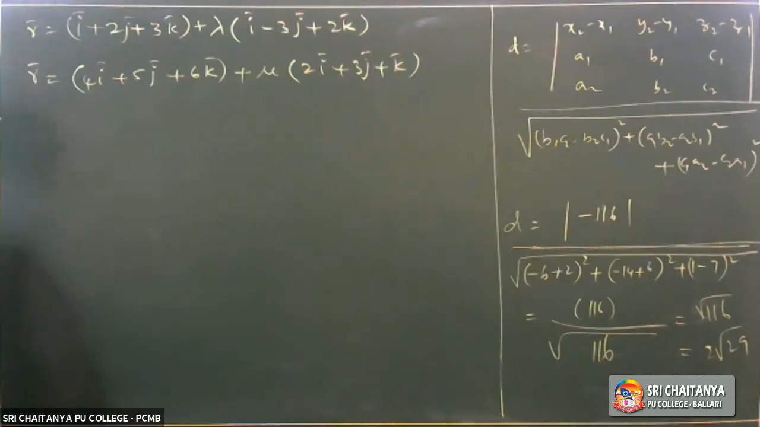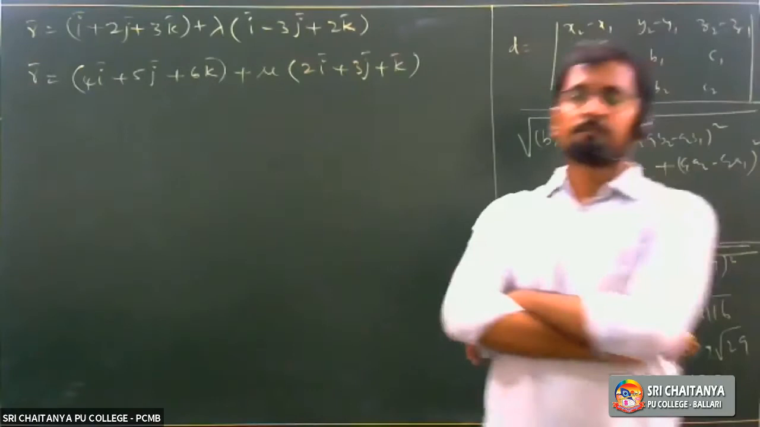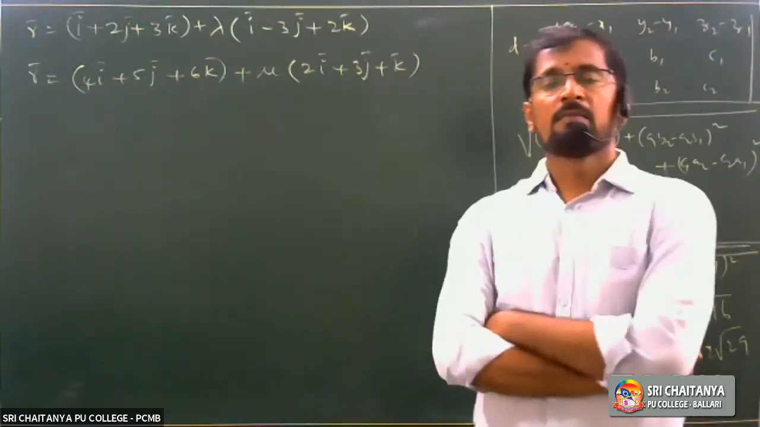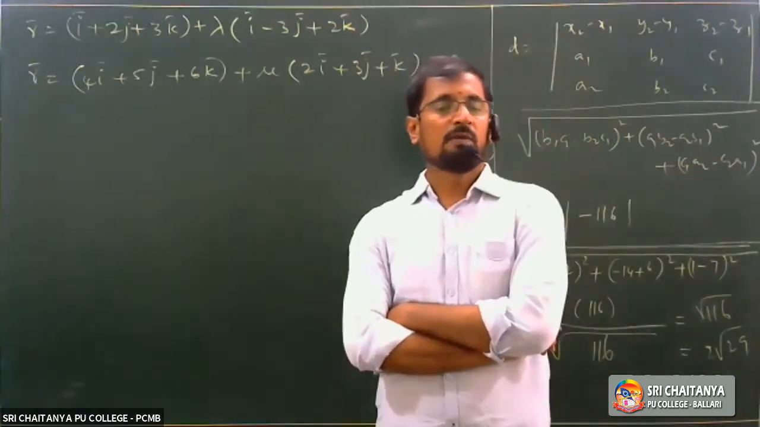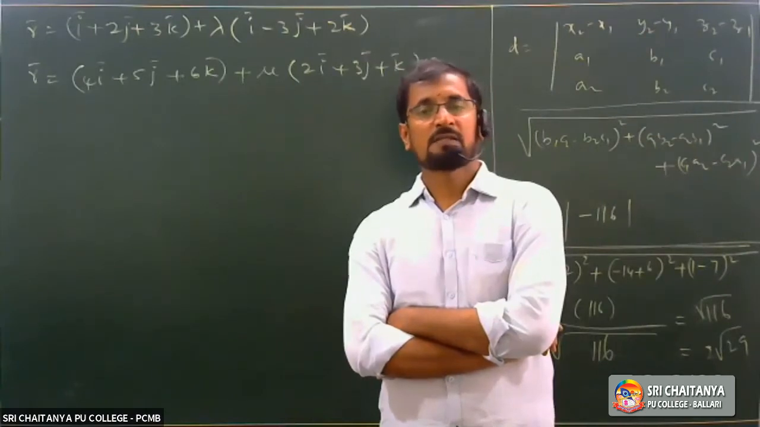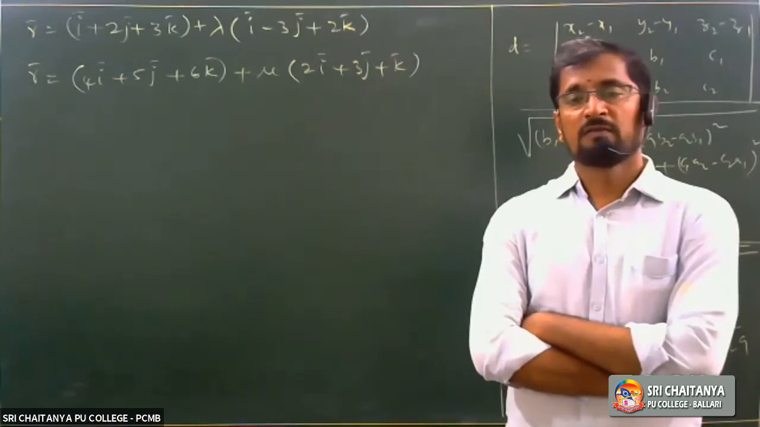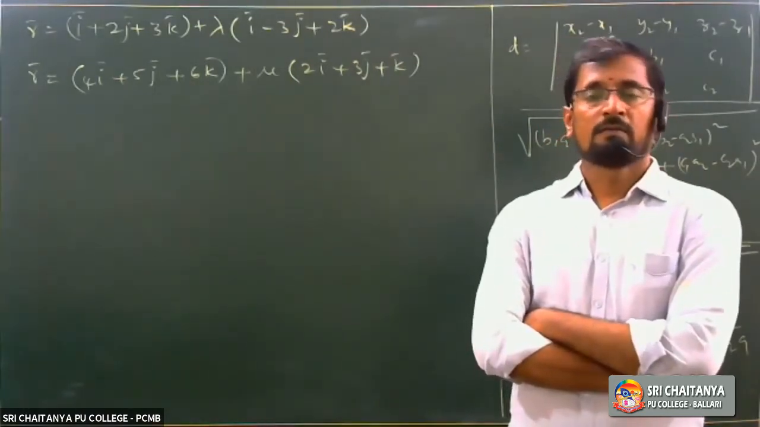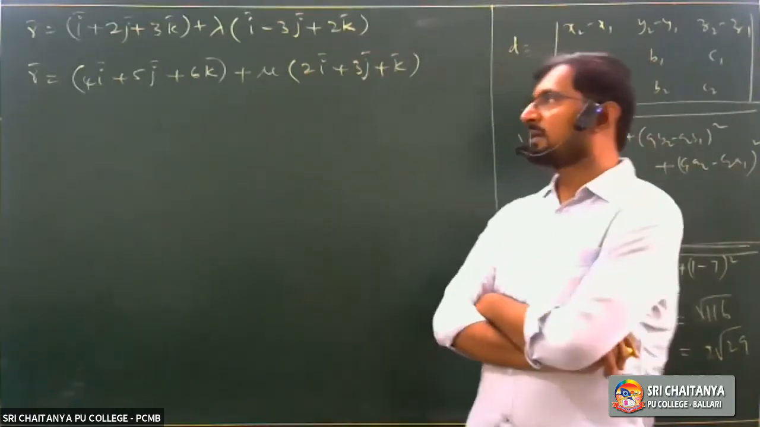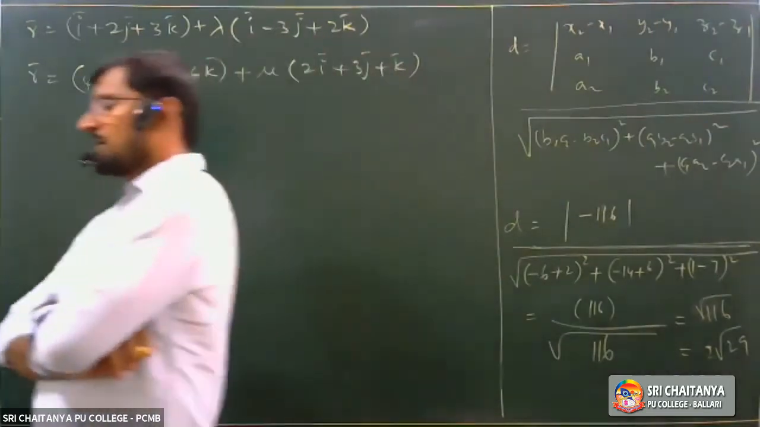How to do this? Yesterday we have done the same type of problem by comparing the given line with R bar is equal to A1 bar plus lambda into B1 bar, and R bar is equal to A2 bar plus mu into B2 bar. After that, we should find out, first of all, write down the question. I am going to discuss how to do the problem.